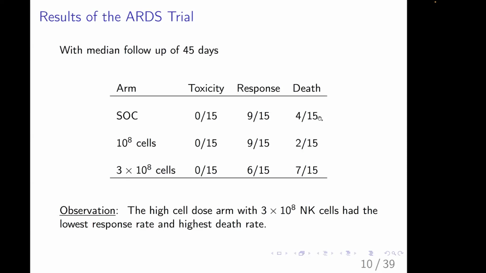The number of deaths, there were 4 out of 15 deaths with standard of care, 2 out of 15 with 10 to the 8 cells, and then it jumped up to 7 out of 15.